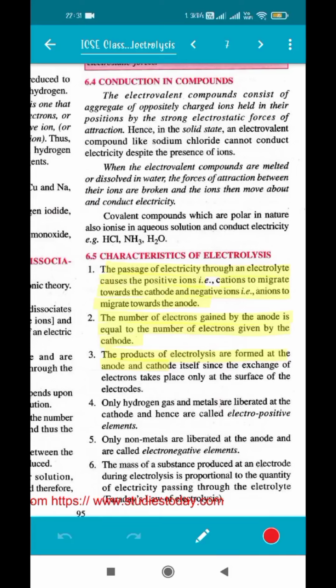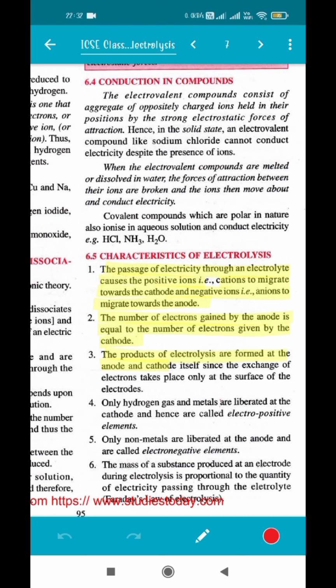So today we are going to learn about the various characteristics of the process of electrolysis. Like I told you, the cations or the positive ions will move towards the cathode and the negative ions or the anions will move towards the anode. So this is one property. Obviously there are many other such properties which we will learn.